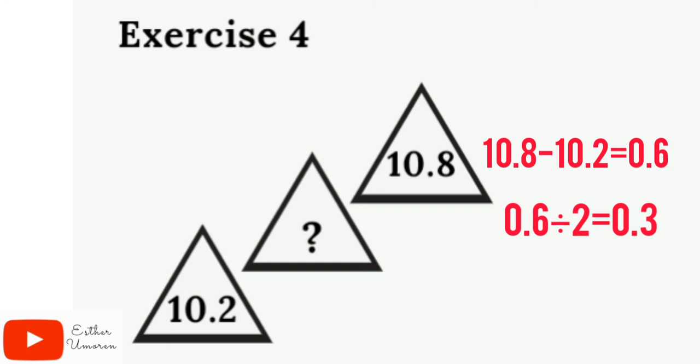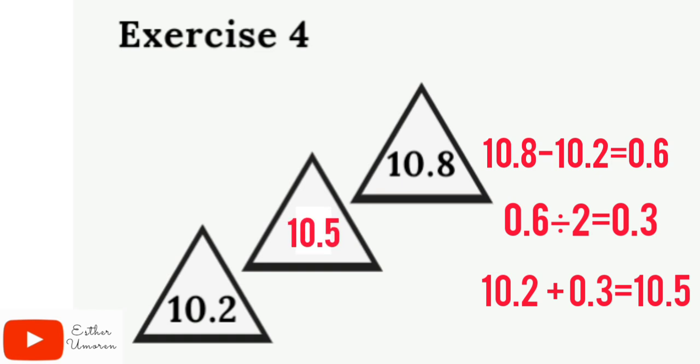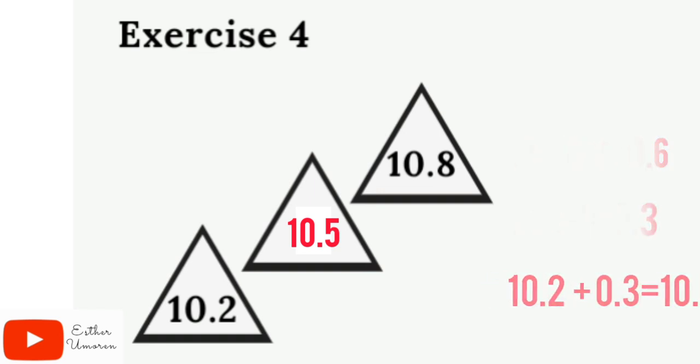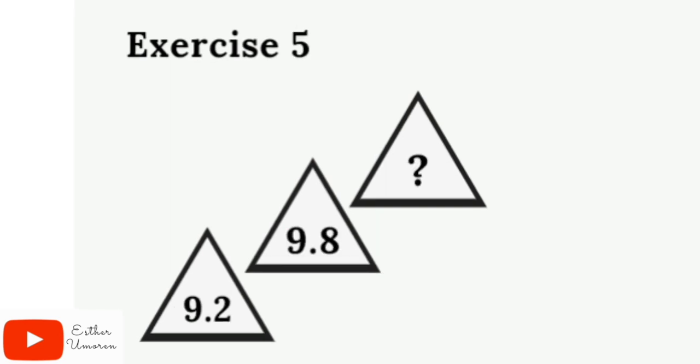So how do we get the answer? We simply say 10.2 plus that difference, 0.3. That gives us the answer 10.5. So at this point, we can boldly replace our question mark with 10.5, all right, as the answer here. So the difference between the consecutive triangles is 0.3. All right, now to question 5.